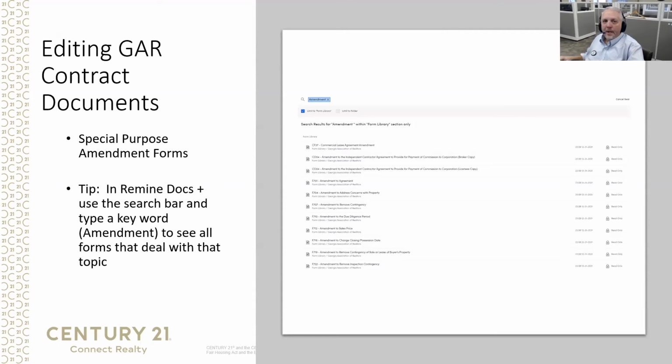I want to show you and demonstrate to you exactly where you can access all of these special purpose amendment forms. The easiest way to do it is go into your Remind Docs Plus. In the search bar, just type in the generic word amendment. Okay. And I was going to show you this.